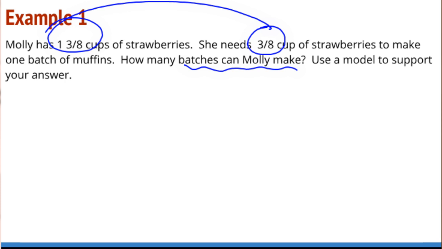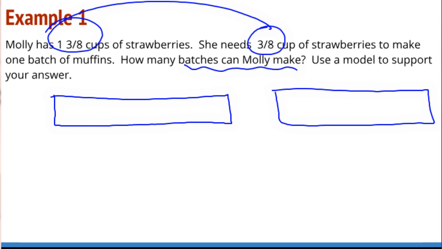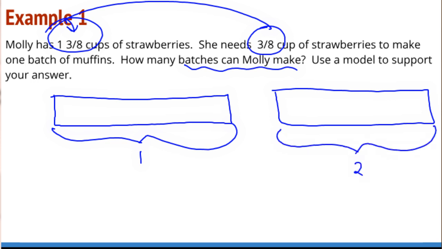Well, I'm going to set this up as a tape diagram. So there's 1 cup, and I'm going to need a second cup because she's got more than one cup. She's got 1 3/8. So here is my first whole cup. And here is a second whole cup. She doesn't have 2 whole cups, but if I'm going to have 3/8 of another cup, I need to have a cup to keep them in. And I need to make eighths because we're measuring in eighths.